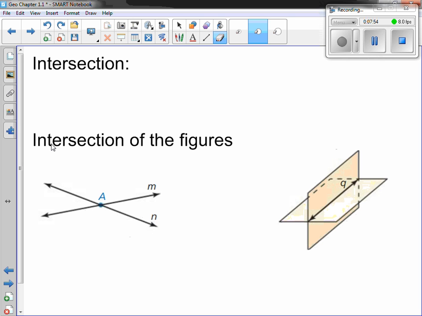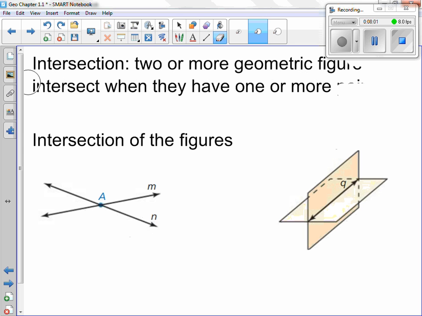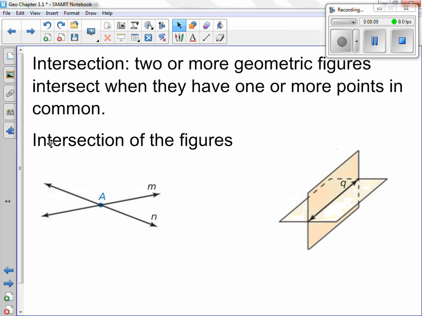Intersection. What is an intersection? It crosses. Two or more geometric figures intersect when they have 1 or more points in common, they cross each other. When 2 roads cross, they cross at an intersection. They call it an intersection. It's where they cross. It's where they meet. It's where they come into contact.